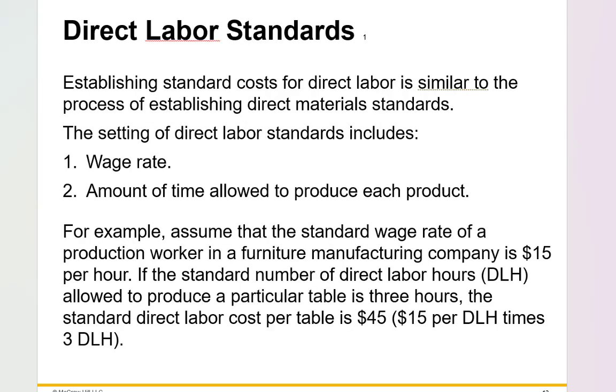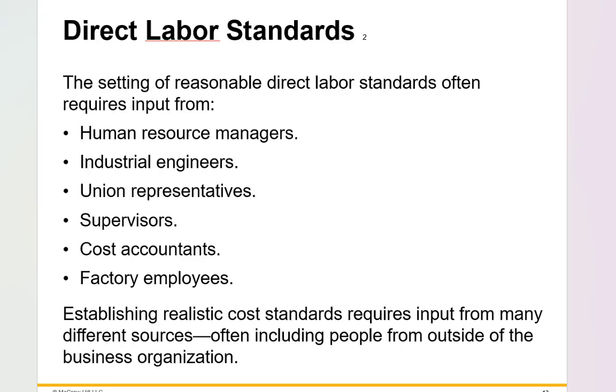Now, how about direct labor? Okay, so we want to establish standards for direct labor. We need to know the expected wage rate and how much time it takes to produce each product. So this is going to be according to time spent. So assume a standard wage rate for a production worker is $15 per hour, and the standard number of hours allowed for a particular table is 3 hours. So that says the standard direct labor cost for a table would be $15 times 3 direct labor hours, or $45. All right, so how do you set these standards?